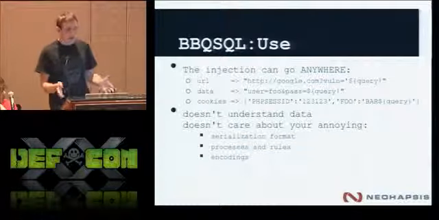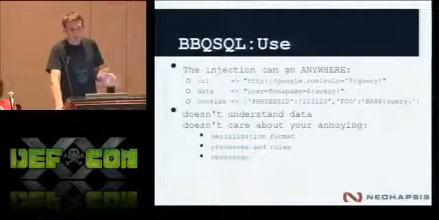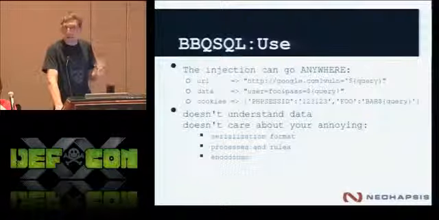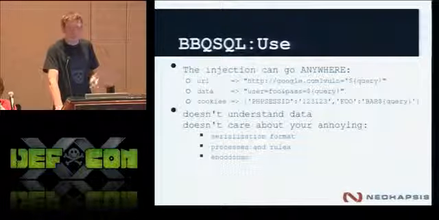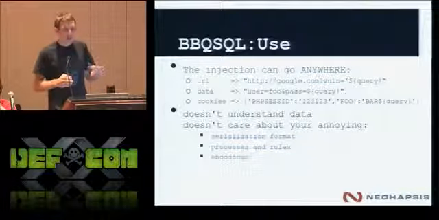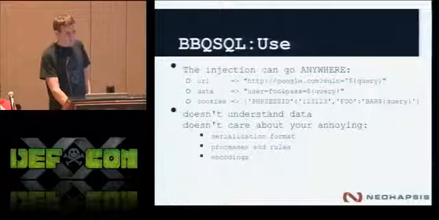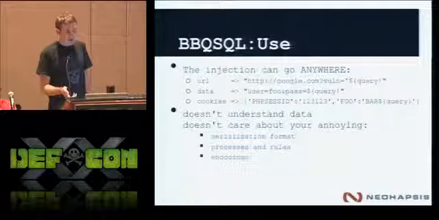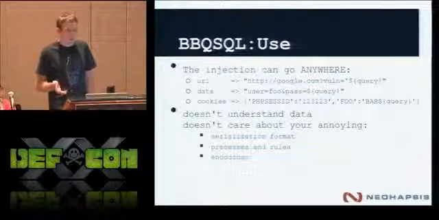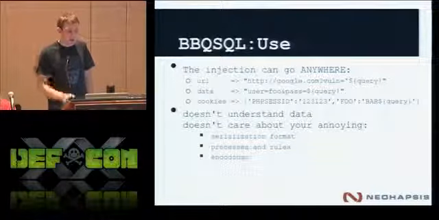But yeah, the benefit of making you specify where the vulnerability is, is that the tool doesn't have to understand your data. You can be doing some totally bizarre serialization format, anything you want. The tool doesn't care. The tool just wants to know what your request looks like and where it needs to inject. So serialization formats, if there's some weird processes that you have to go through to make the request work, it doesn't care about that. Encodings, doesn't care.